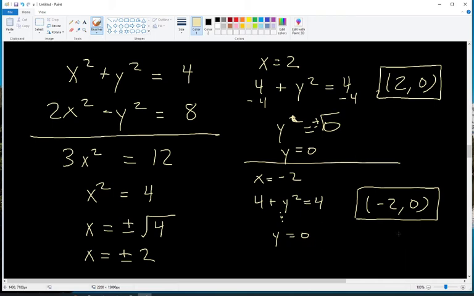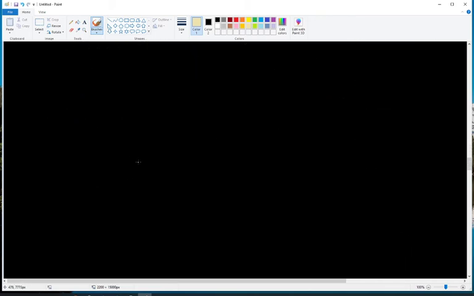Looks like we got about 2 more of these we're going to get through, and then we'll say that's good enough for those. So let's say we got x squared plus y squared equals 5, and we got 4x squared plus 3y squared equals 11.